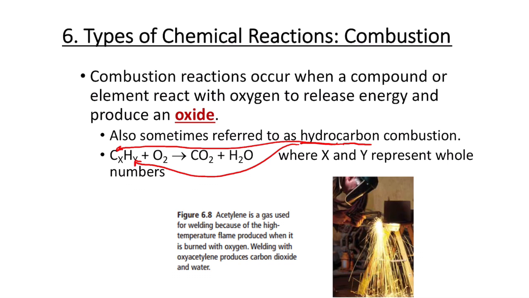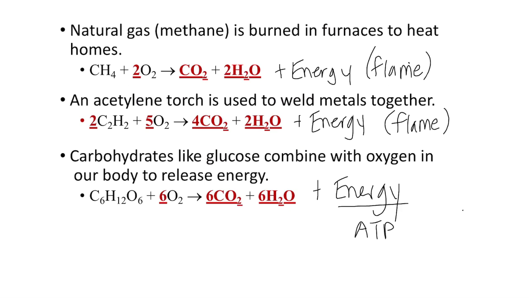Acetylene is an example of a hydrocarbon gas that is used in welding. The combustion of acetylene produces CO2 and water. Natural gas, which is methane, is burned in furnaces to heat homes. So this reaction is CH4 plus O2 produces CO2 plus H2O. And I'll get to the energy part after. Also, all of these examples are balanced for you. An acetylene torch is used to weld metals together. So C2H2 plus O2 produces CO2 plus H2O.